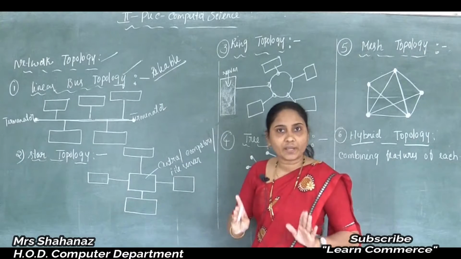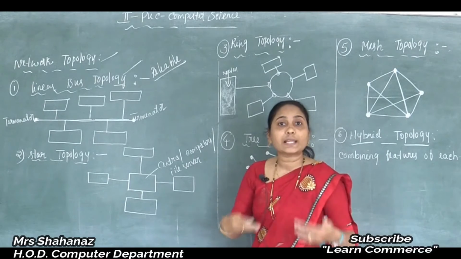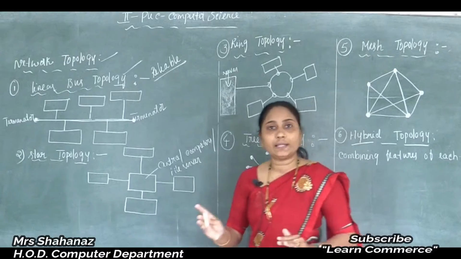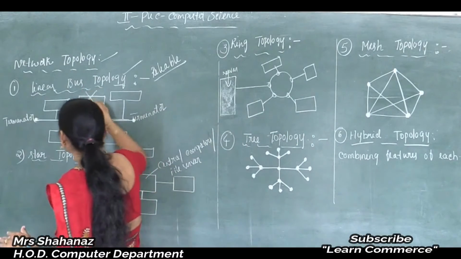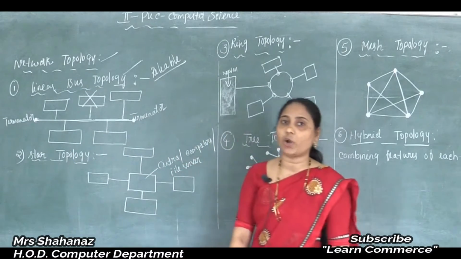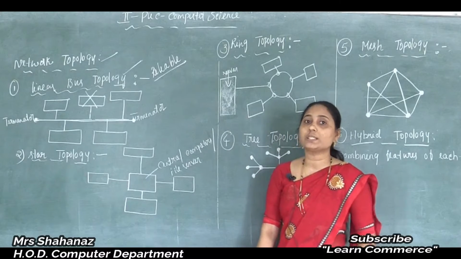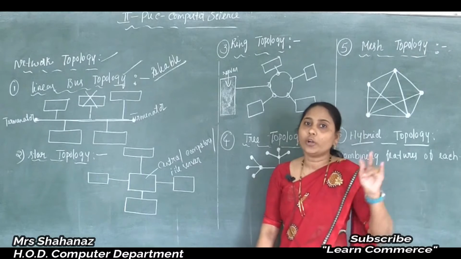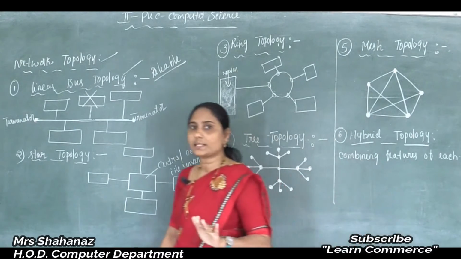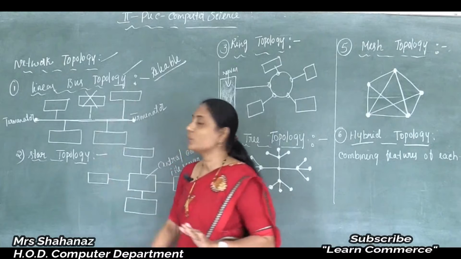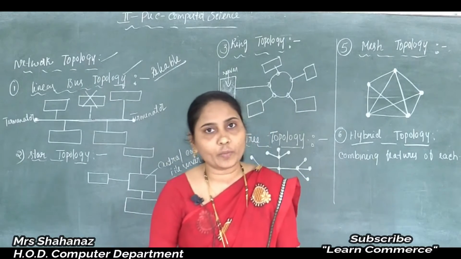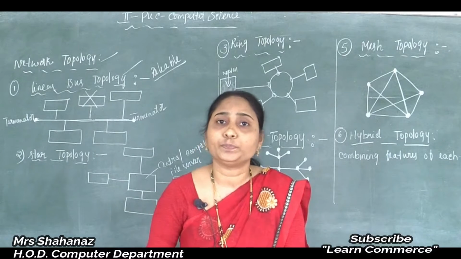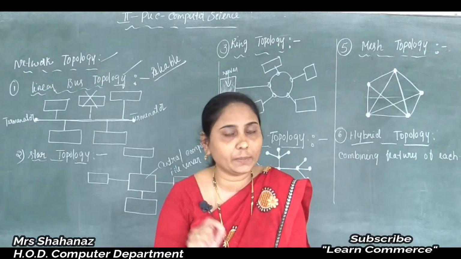Clear this point? Just by using the other computers, we can share information from one computer to another. If this computer goes down, or is not working properly, we can pass the information by using our other computers. So this topology is also called the reliable topology. Is the meaning of reliable clear?